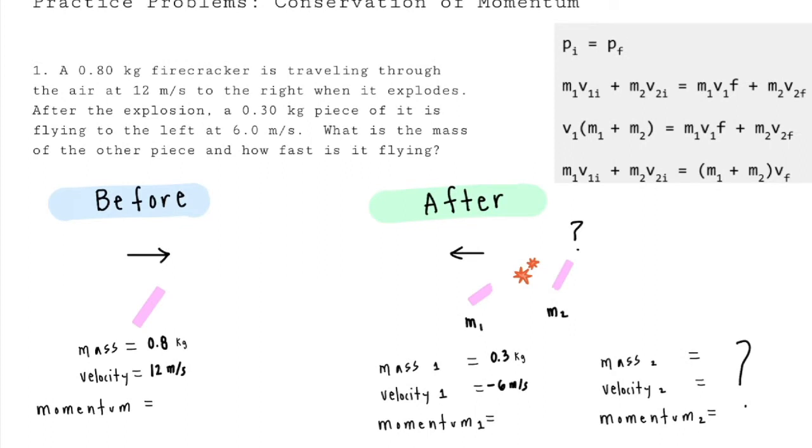A 0.8 kilogram firecracker is traveling through the air at 12 meters per second to the right when it explodes. After the explosion, a 0.3 kilogram piece of it is flying to the left at 6 meters per second. What is the mass of the other piece and how fast is it flying?